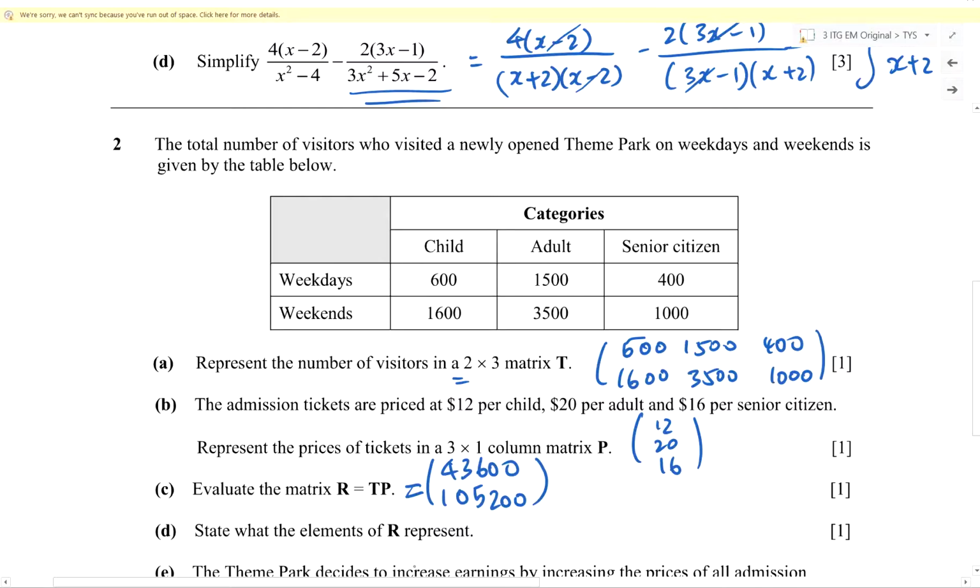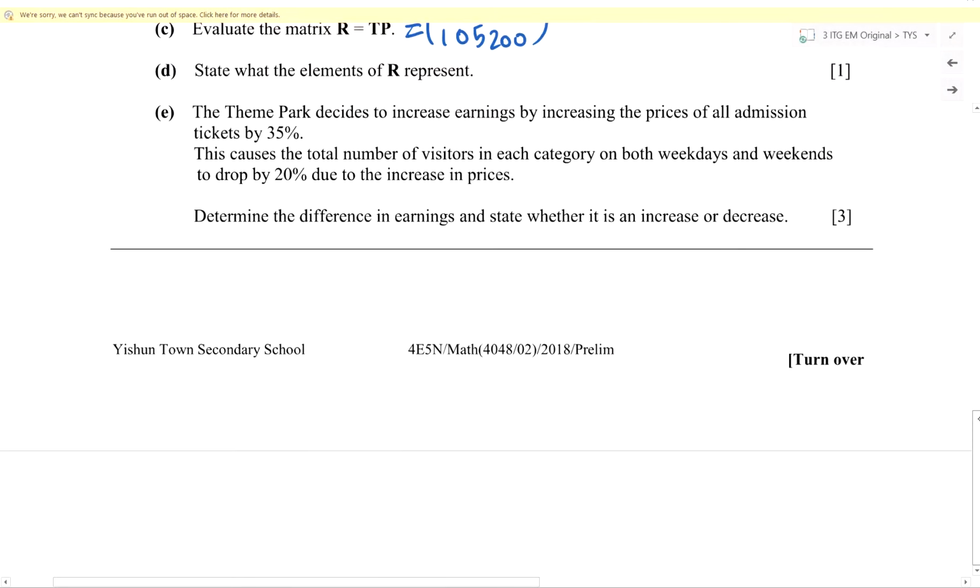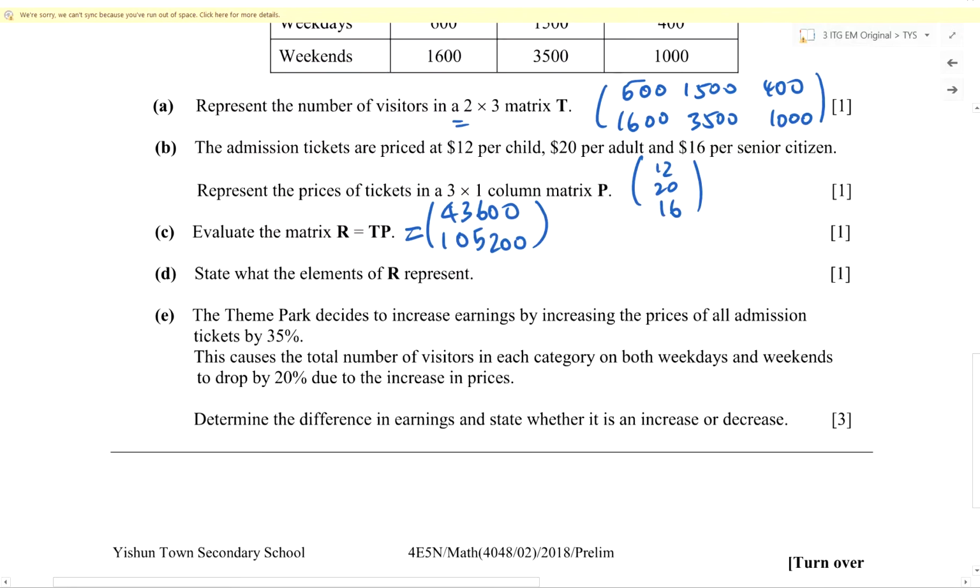State what the elements represent. Okay, generally well done. I think you all were listening when I kept repeating this type of questions. So it represents the money collected on weekdays and weekends, respectively.